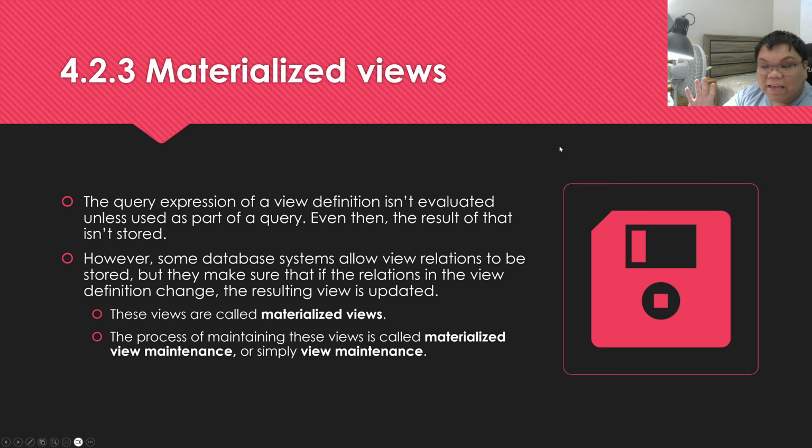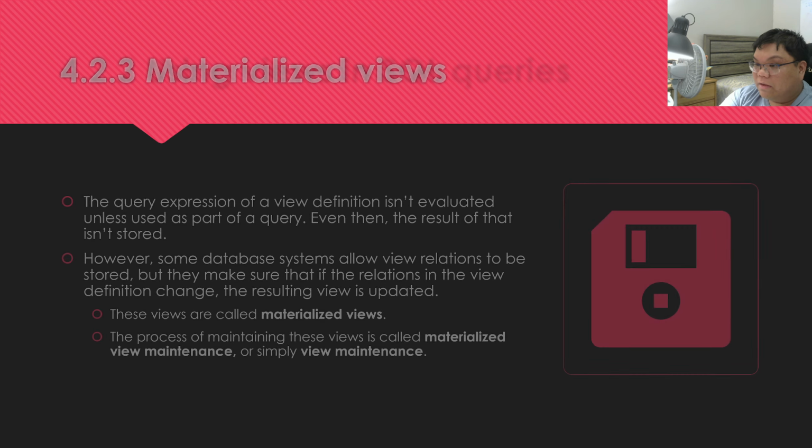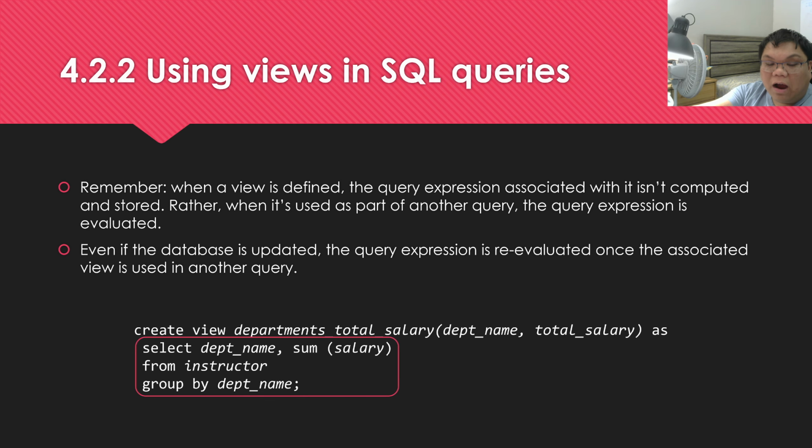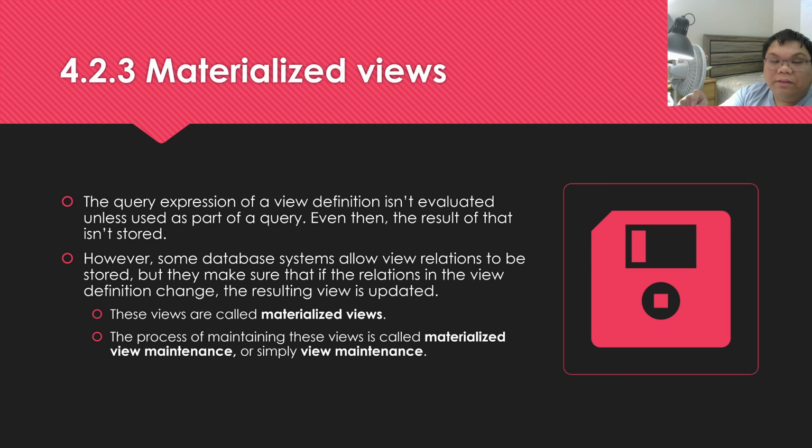However, sometimes there are cases where we want to save that table. These are called materialized views. Some database systems allow relations to be stored. So, views are defined as a query that is processed on demand. But sometimes it's useful to process it and then save it. These are called materialized views, and the process for maintaining these is called view maintenance.